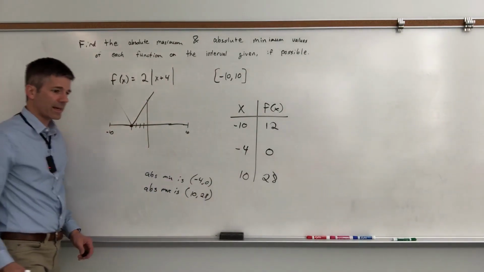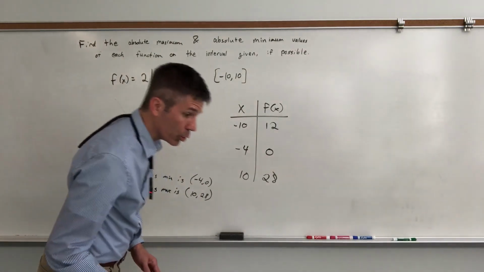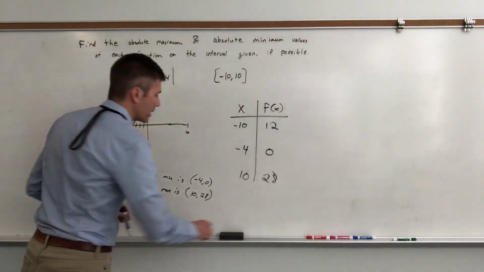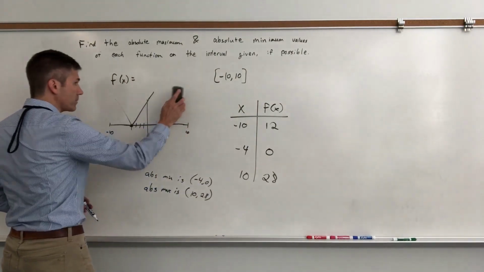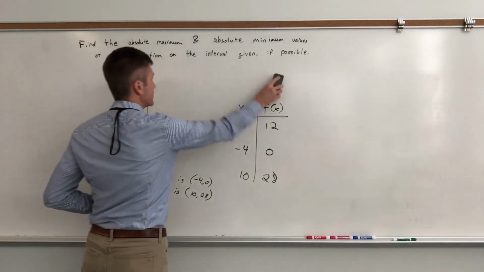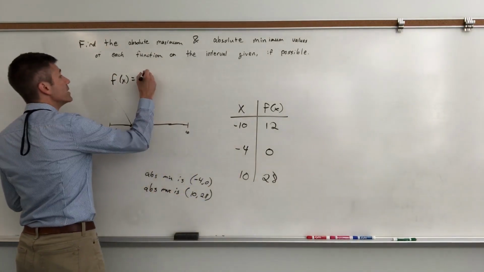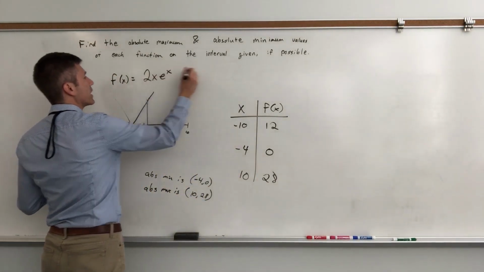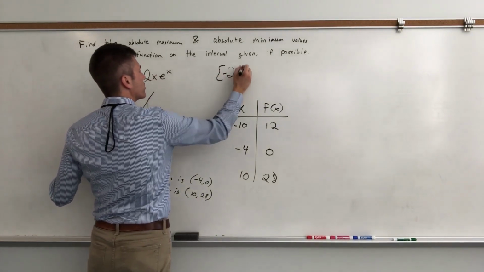All right, let's do the next one, which is, ooh, evil. This one's fun. 2x e to the x from -2 to 1. This one's going to get gross, y'all. 2x e to the x from -2 to 1.